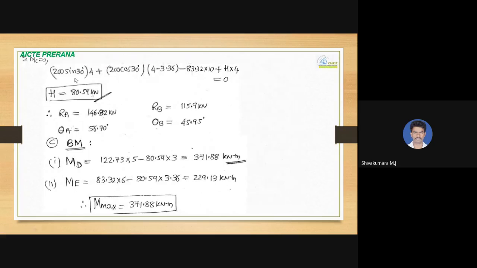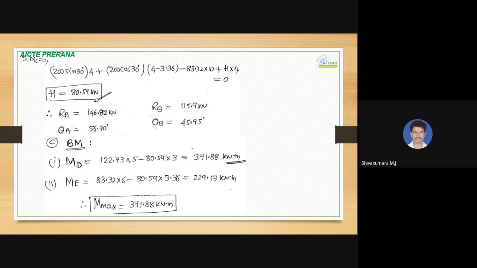So see here, 200 sine 30 into 4 meter, positive clockwise, and 200 cos 30 into perpendicular distance, that is 4 minus 3.36, and then minus 83.32 into 10 plus H into 4, where here we have taken the right half portion. So vertical and horizontal component of 200 kilonewton, and then vertical reaction, that is VB, and then H into 4. We substitute, we'll get 80.59.